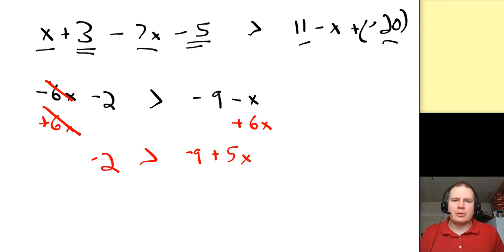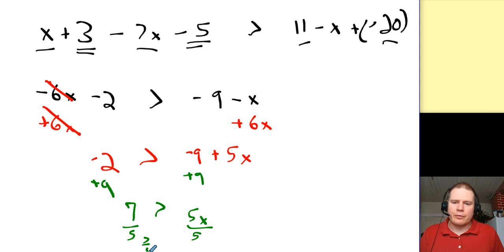So let's finish this up, change colors here. Now that my x is on the right, I know I need to get rid of this 9, so I add the opposite there. Negative 9 plus 9 is 0. 0 plus 5x is 5x. That's on the smaller side compared to over here. 9 minus 2 is 7. Again, dealing with 7s and greater thans. All right. Now the last step I'm going to do is divide by 5.